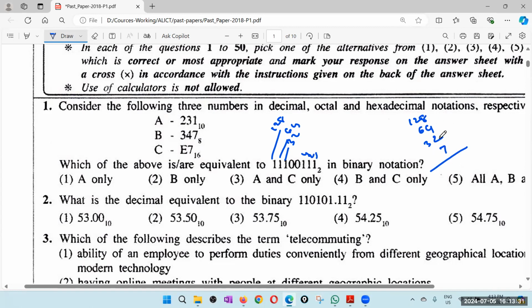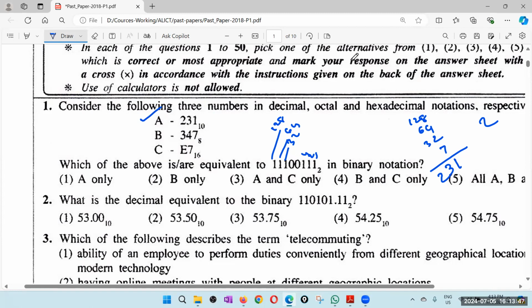8 plus 2, 10, 17, 21, 4, 10, 13, 231. Yes, so this is correct.